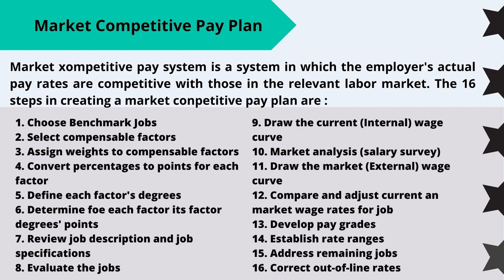The 16 steps in creating a market competitive pay plan are: first, choose benchmark jobs. Second, select compensable factors. Third, assign weights to compensable factors. Fourth, convert percentages to points for each factor. Fifth, define each factor's degrees. Sixth, determine for each factor's degrees the points. Seventh, review job descriptions and job specifications. Eighth, evaluate the jobs. Ninth, draw the current internal wage curve. 10th, market analysis or salary survey. 11th, draw the market external wage curve. 12th, compare and adjust current and market wage rates for jobs. 13th, develop pay grades. 14th, establish rate ranges. 15th, address remaining jobs. And 16th, correct out-of-line rates.